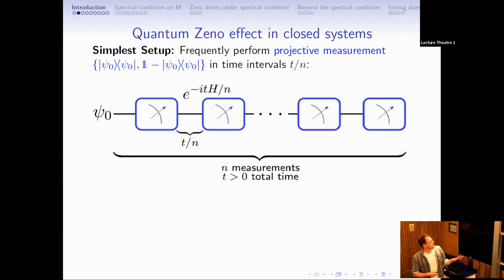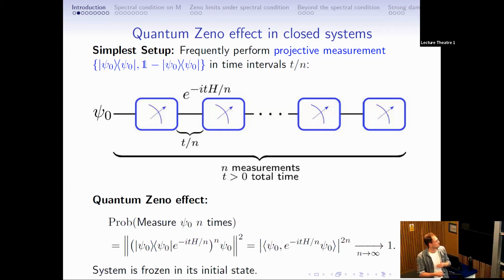And then the simplest setup is we just do projective measurements. We start with some initial state, psi 0, and then we ask the question at each of these measurements: am I still in state psi 0, or did I move out of it? We have n frequent measurements, and the question is what happens if we crank up the measurement frequency n to infinity. The quantum Zeno effect predicts that the probability that we find the initial state at all of these measurements, as n goes to infinity, just approaches 1. So we have frozen the system in the initial state. It did not move out.